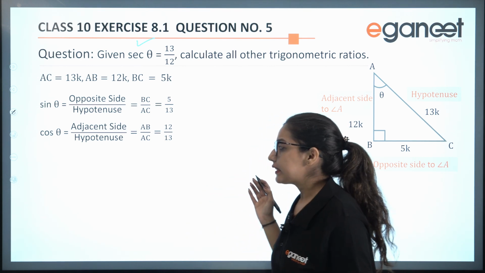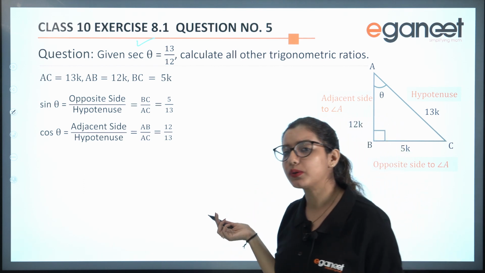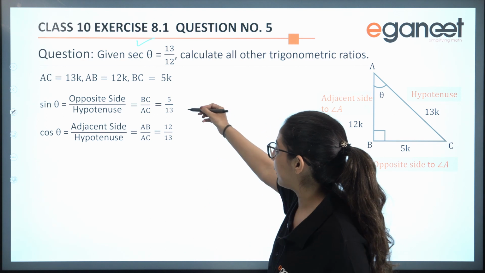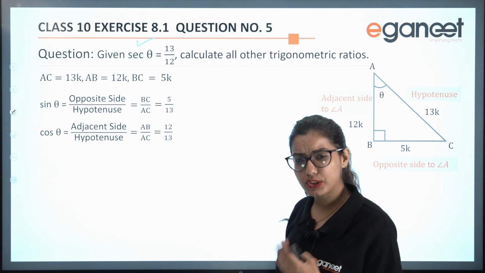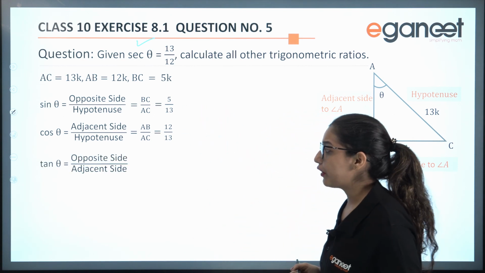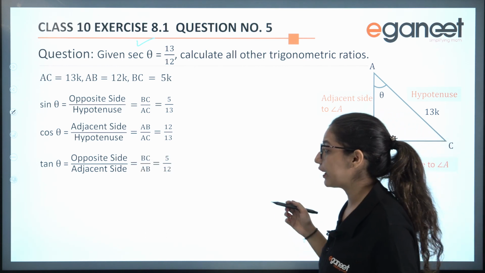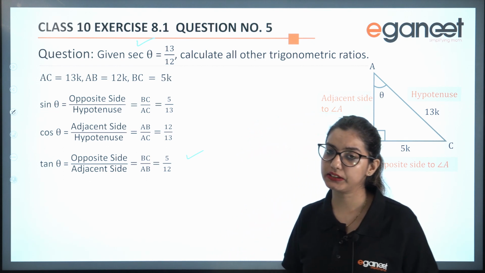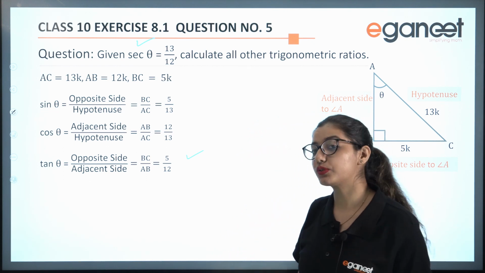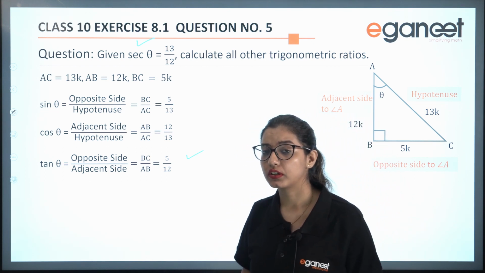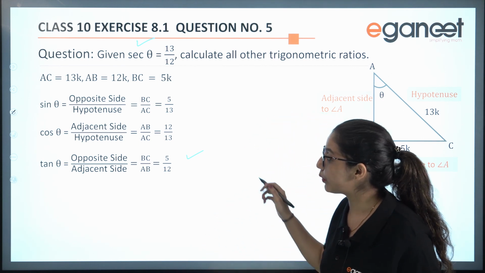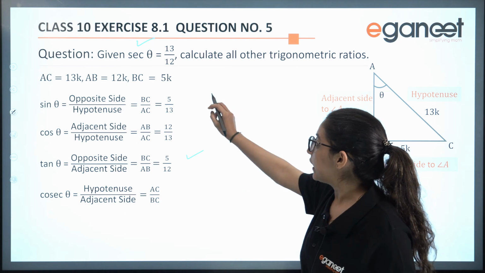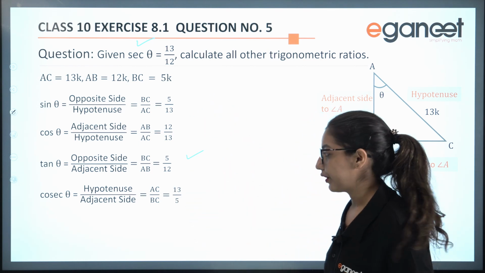Yes, you can take it by using the formula or you can simply divide sin by cos, right? So on dividing 5 by 13 by 12 by 13, you will have 5 upon 12. So now can you tell me how can you find cosec theta here? Yes, we need to take the reciprocal of sin theta. So we will have cosec theta as 13 upon 5, right?